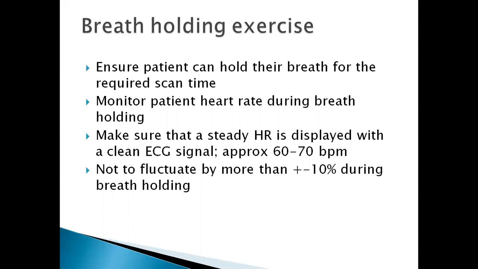So if you get a patient who has, for example, 65 beats per minute, and you see your graph now, it should not fluctuate more than 10% from that 65. So it's 65 to 55. If a patient has 65 beats per minute, if it goes to 55, that's acceptable. If it goes to 75, that's acceptable. But if it goes beyond that, you can't go ahead with the examination.